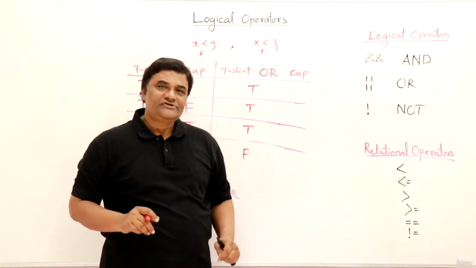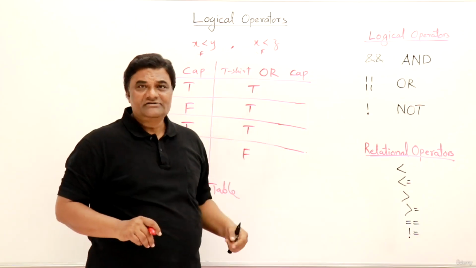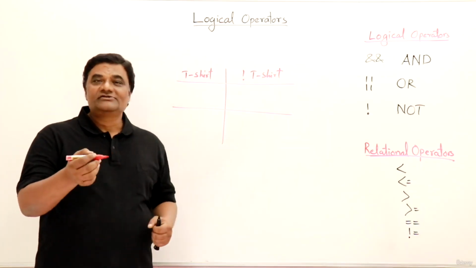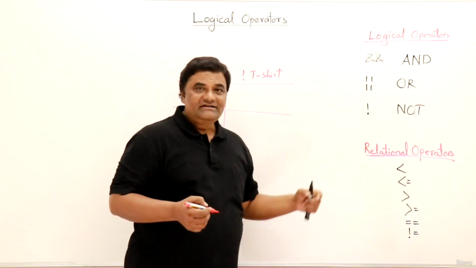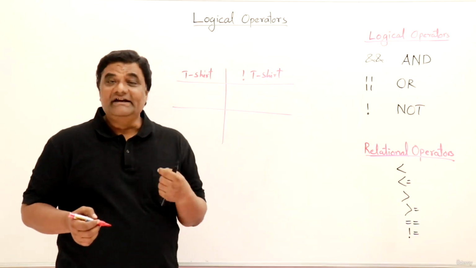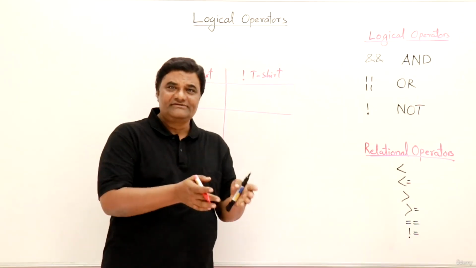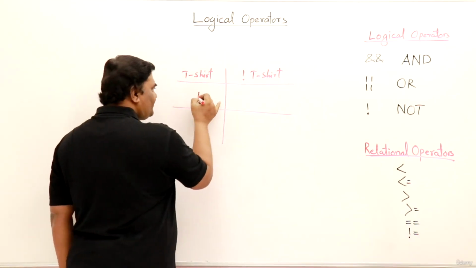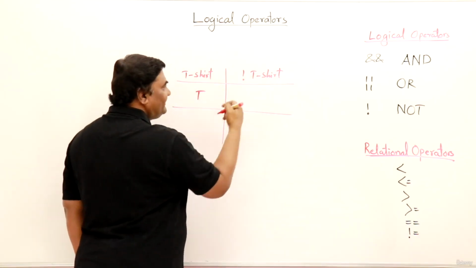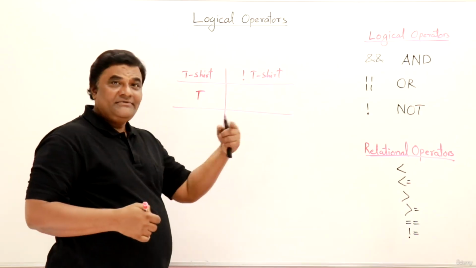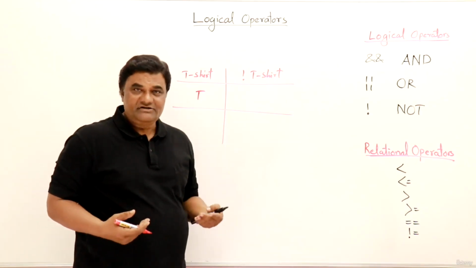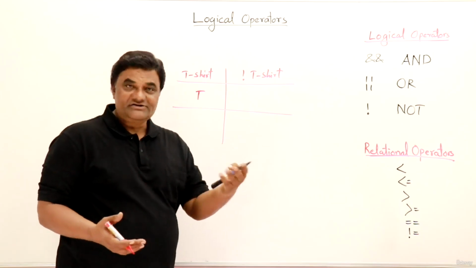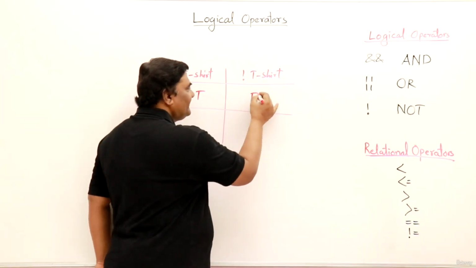Then one last thing I have to show you, that is NOT. So I'll just remove this table and I'll show you NOT. Now the last operator, that is NOT. NOT is used for negating a statement. Negating means if it is true, it will become false. If it is false, it will become true. So suppose I am wearing t-shirt, and if it is true, then NOT of that one means not wearing t-shirt. So it is false.